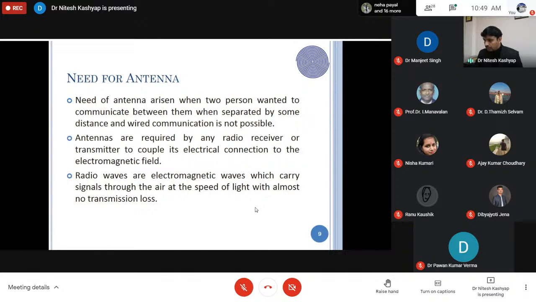Okay, and the third one is that radio waves are electromagnetic waves which carry signal through the air at the speed of light with almost no transmission loss. So there are technical specifications, but that we know why the antenna we use.